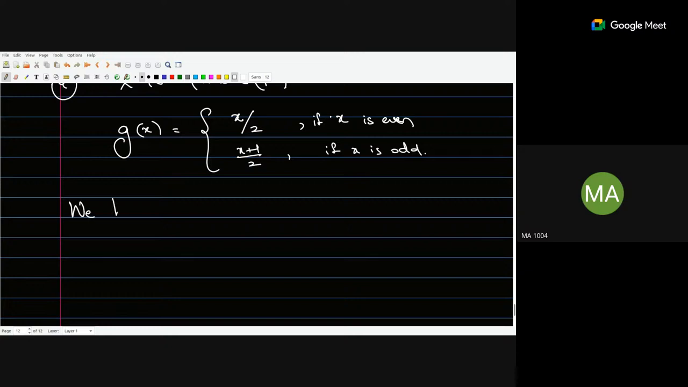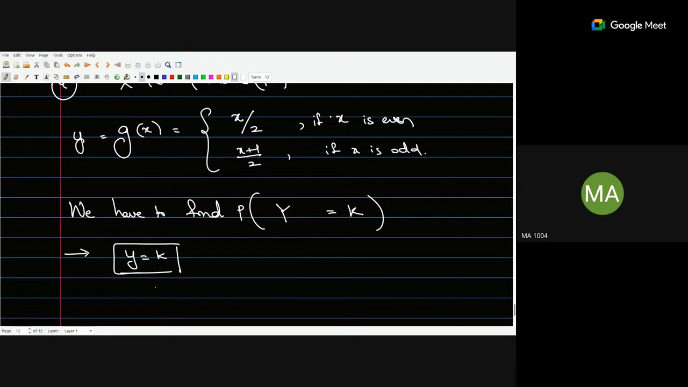So we have to find the probability that g of x equals k. If I treat this g of x as a new random variable, a function of x, say y, then what we want is the probability that y equals k. Now let's go back and understand the small mathematics. See, y equals k: in order to get this, what are the possible values that x can have?